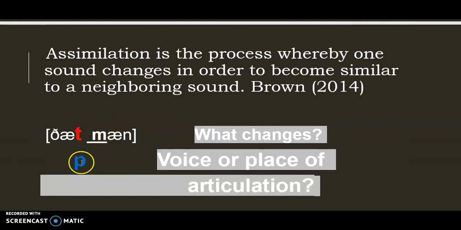If we now compare the sound that takes the place of the T and the one that follows it, what they share is the same place of articulation. M is bilabial, P is bilabial. So the sound changes in order to become similar to the neighboring sound. That is, in this case, it takes the same place of articulation. Bilabial, bilabial.